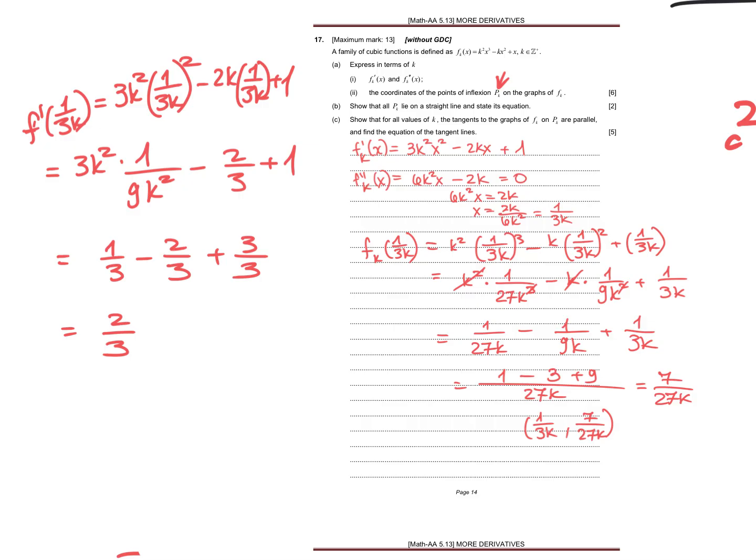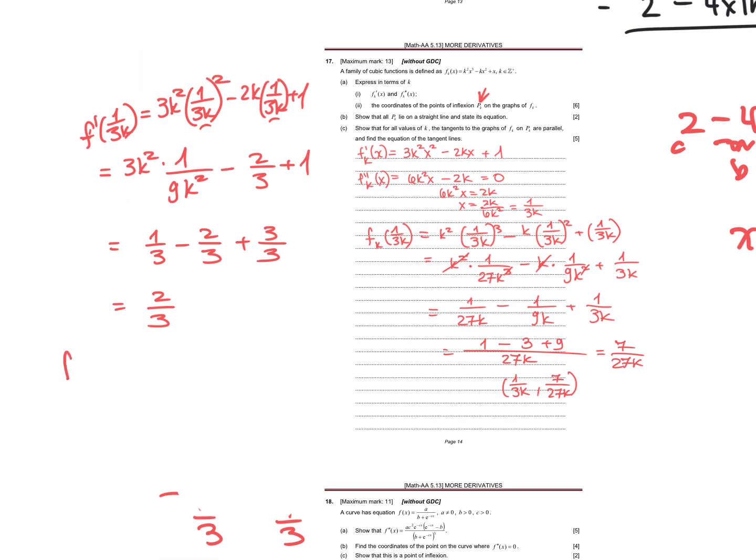So we've got, for whatever k is, because I put k in there, the tangents of the graphs are all 2/3. Okay, so that's the gradient. So we need to see what the function is at 1 over 3k. So that's going to be k squared. Did I already do this? Yes, I already did this. It's 7 over 27k.